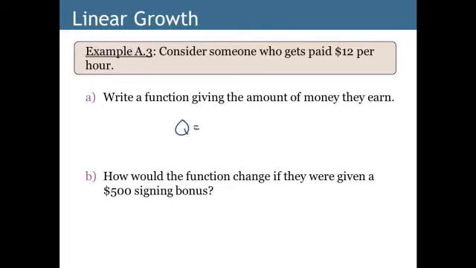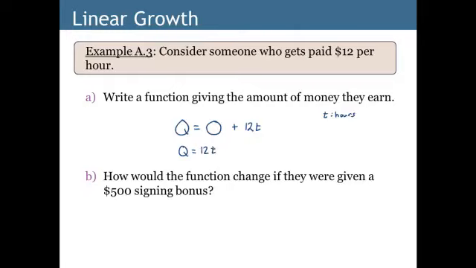So Q equals, is there any initial amount, any starting amount? No, there is not. So that's 0 plus 12T. And $12 per hour, so T is in hours here. Okay, so there it is. And we could just simplify that as what? Q equals 12T.